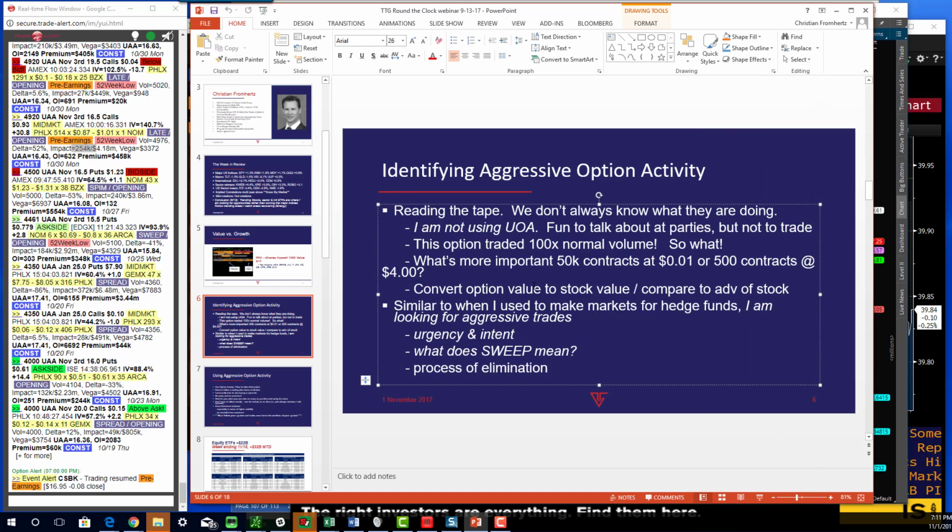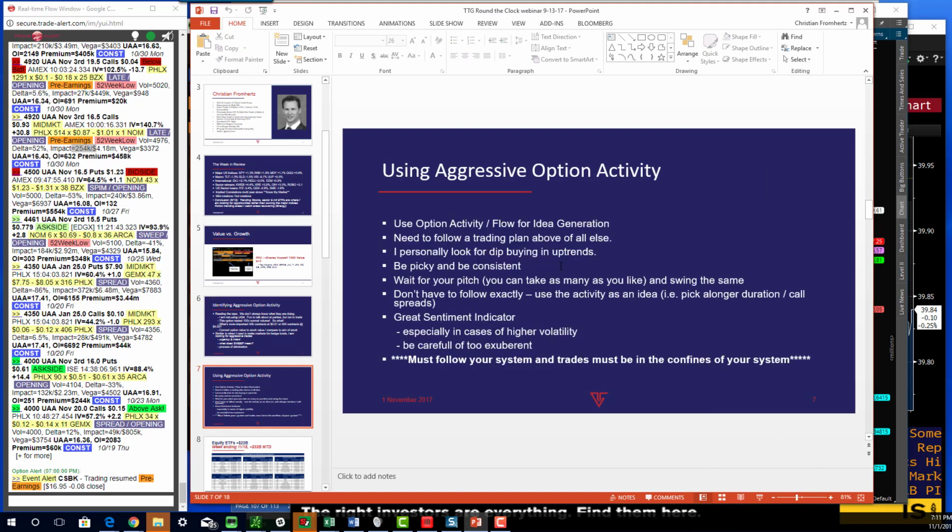That's identifying option activity. I can't ask you if there are any questions at this point, but that's basically, in a nutshell, what we're looking to do, and really separate the orders that could be hedges from the speculative orders. All right, so how do I use aggressive option activity?